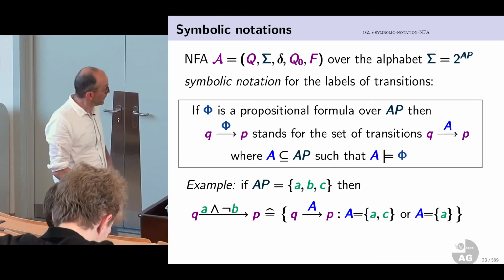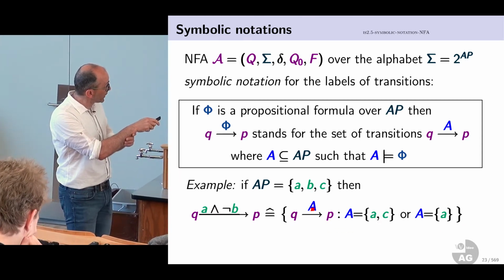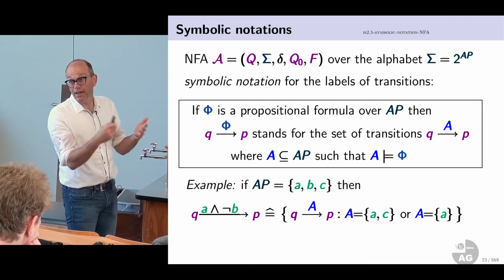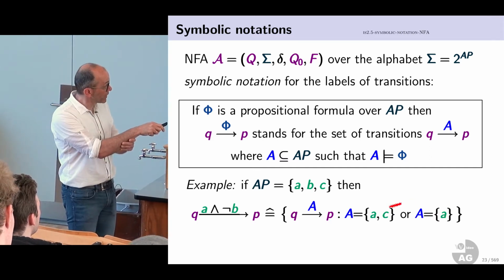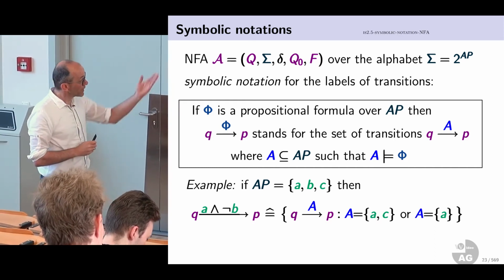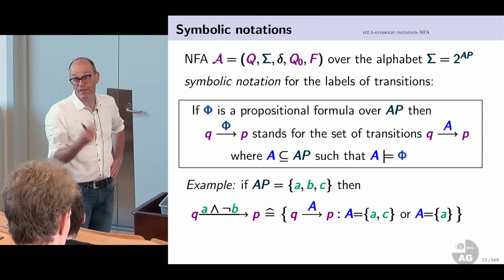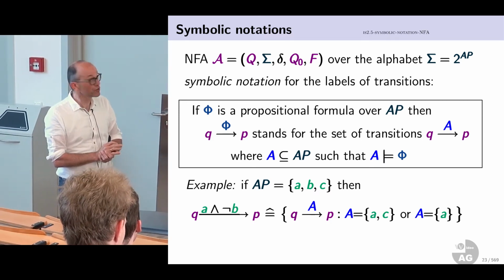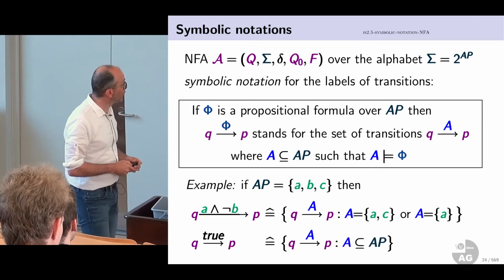Formally, it's the set of transitions from Q to P where A is a subset of {A, B, C} that contains an A but no B. What are the sets satisfying this? Well, this is the singleton set {A} as well as the set {A, C}. So in this example, this symbolic representation represents two transitions. It is a shorthand so that instead of drawing two transitions, I just have to draw one. I hope this is clear.